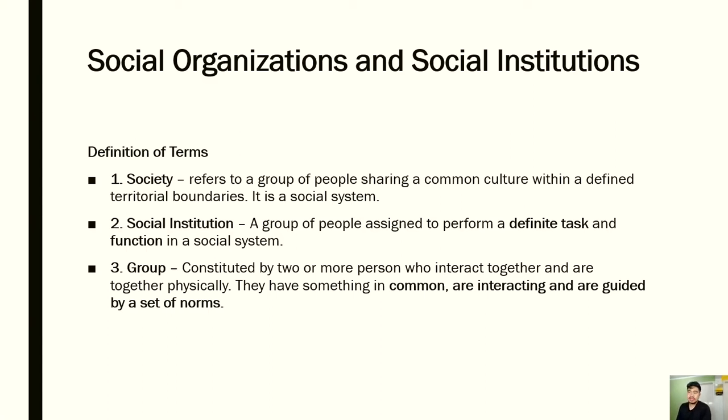So we look into the key terms. A social institution is a group of people assigned to perform a definite task and function in a social system. When we use the term social institution, I have bolded the letters here, so I hope you could check the bold letters: perform a definite task. An example of a social institution would be the government. Ano ang function or task ng government? Madami, di ba? Or looking into the word government itself, its task is to govern the society.